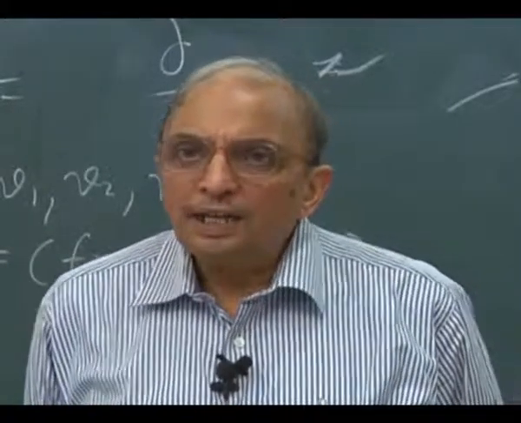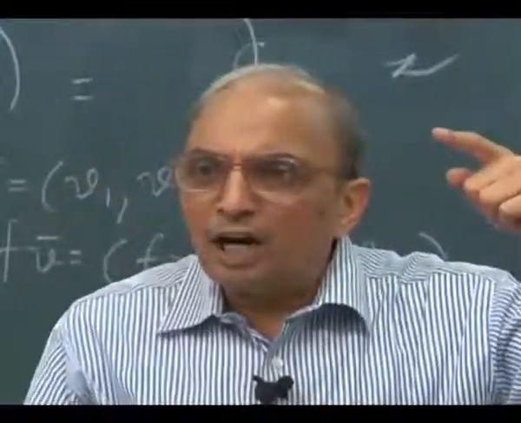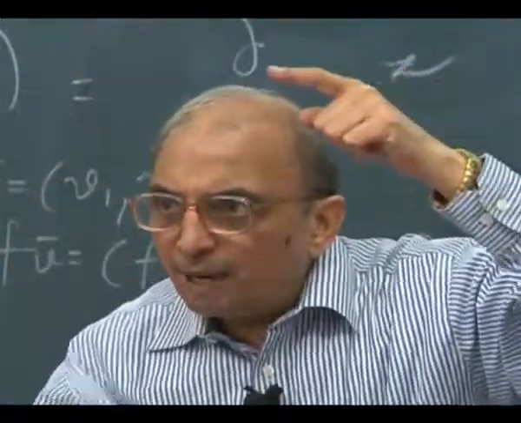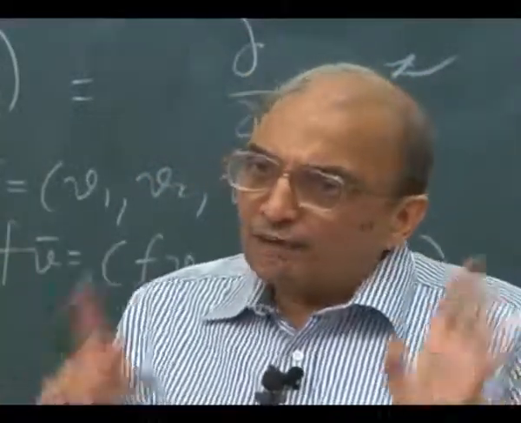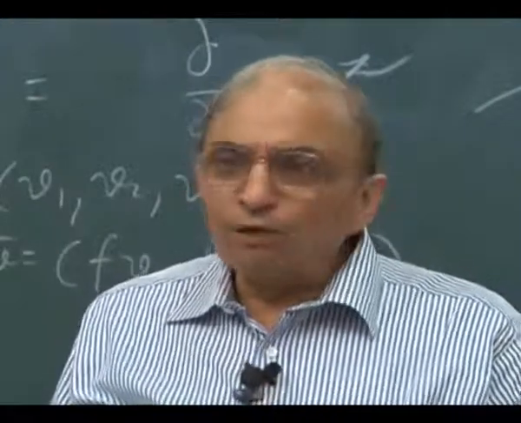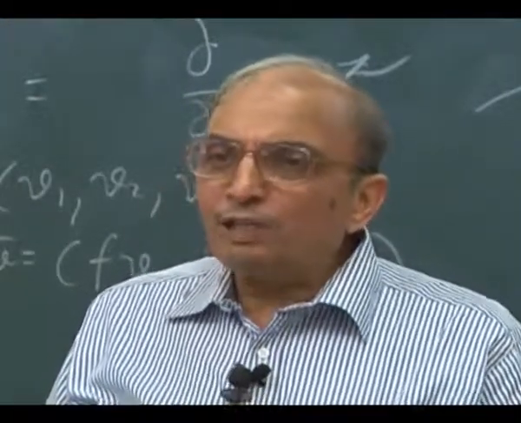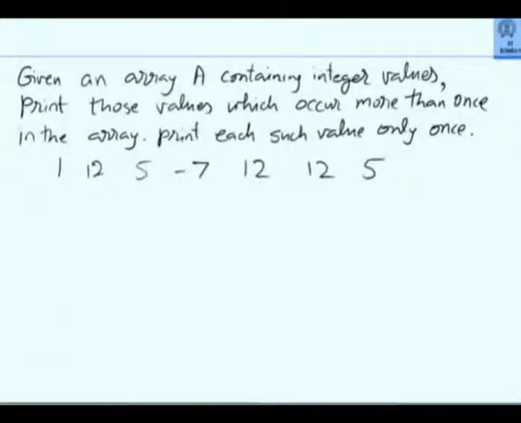So what he is saying is, take one value and examine whether that value occurs in my entire array. If it occurs once, then count will be 1. If it occurs more times, count will be more. And if the count is more, I will print it. So, suppose I follow this logic. Have you understood this logic?